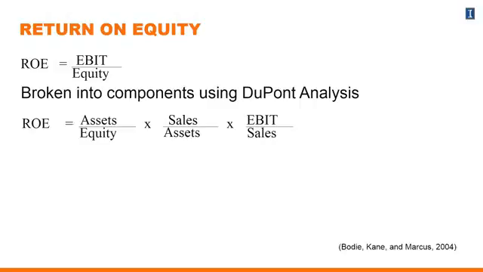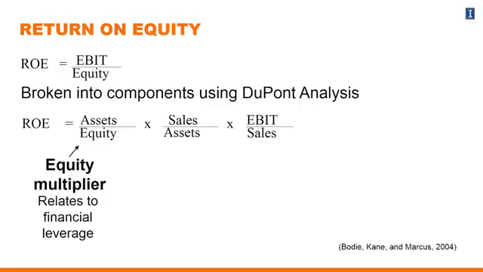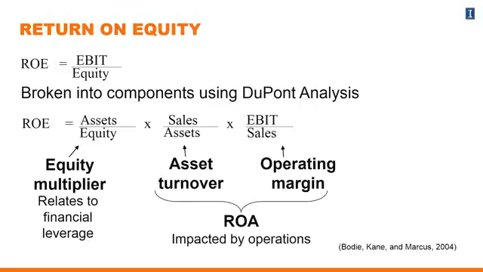Now, this can be broken down based on the DuPont analysis into three different individual ratios, the first of which is the equity multiplier. The equity multiplier has nothing to do with operations directly, so we're going to keep that aside. It's basically how much of the assets are being financed by the equity. Now, talking about the second and the third ratio, what we have there are ratios that can be impacted by operations: the asset turnover ratio and the operating margin. You put both of those together, and they're called the return on assets.